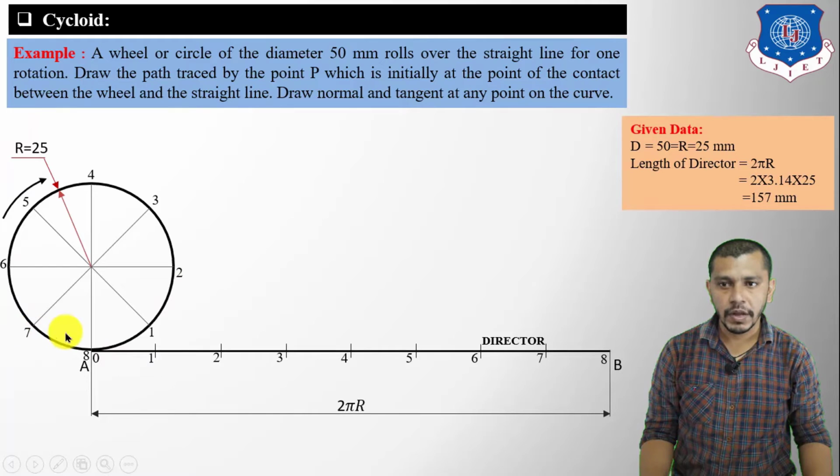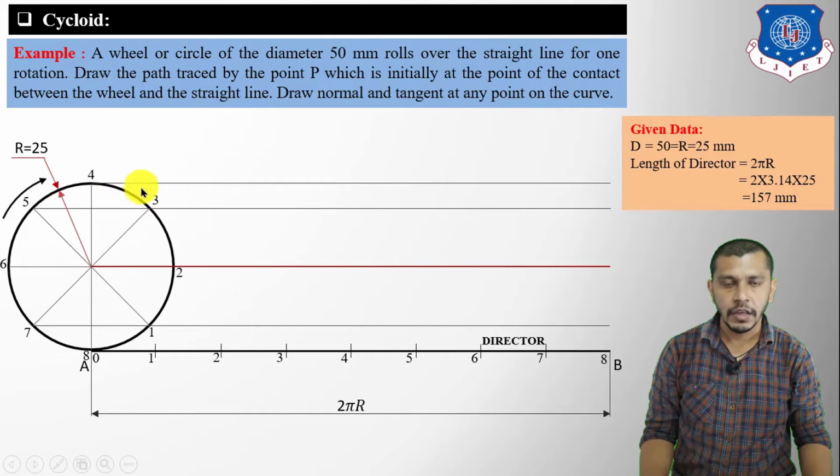After giving the numbering on the circle, now draw lines parallel to line AB, or parallel to the director, from 1, 2, 3, 4. The lines from 1, 2, 3 will also pass through 5, 6 and 7.